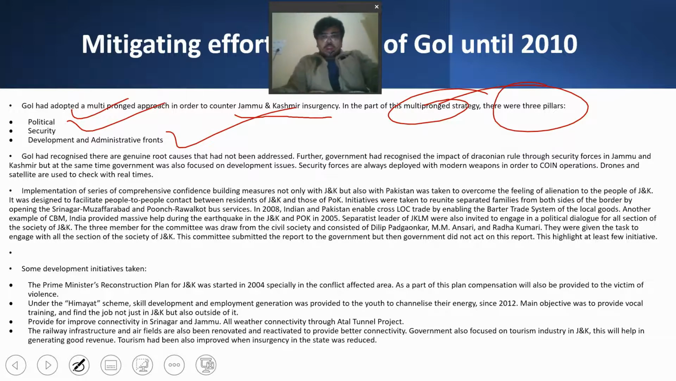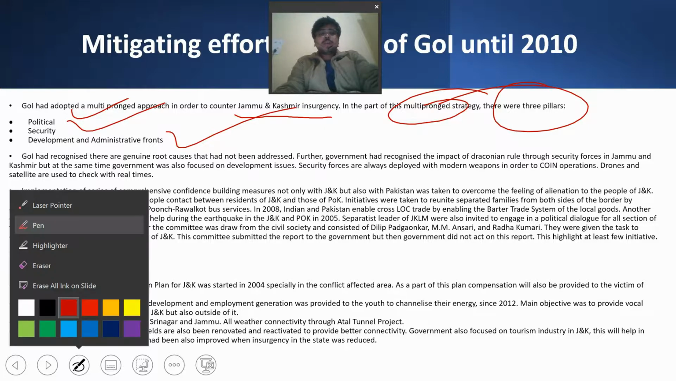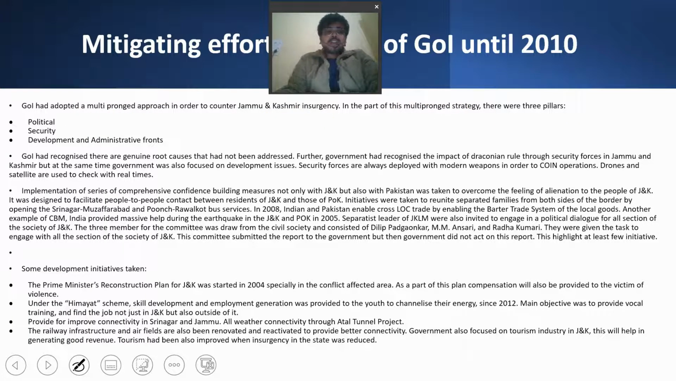The government of India noticed that we are facing all those issues due to the lack of development of that region. So they started to focus on political and security issues and the development of administrative reforms, like government offices and all. The government of India had recognized that there are genuine root causes that had not been addressed. They noticed, yes, there is a lack of development, there are no good schools and all. So these are the issues that have not been addressed for the Jammu and Kashmir people.